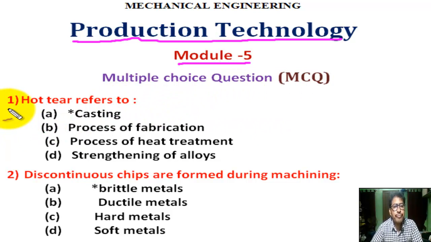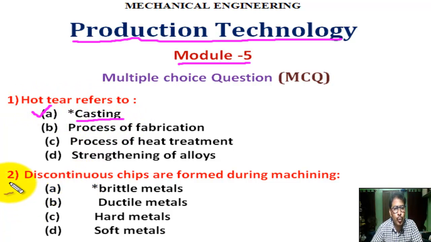Question number 1. What are referred to? There are 4 options. What are related to? Correct answer is A. What is a casting defect.